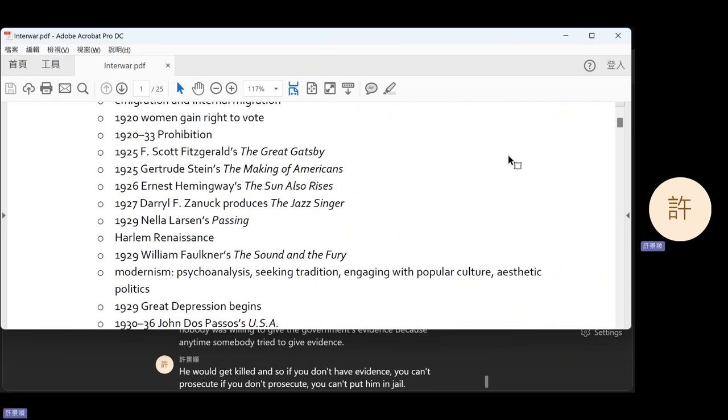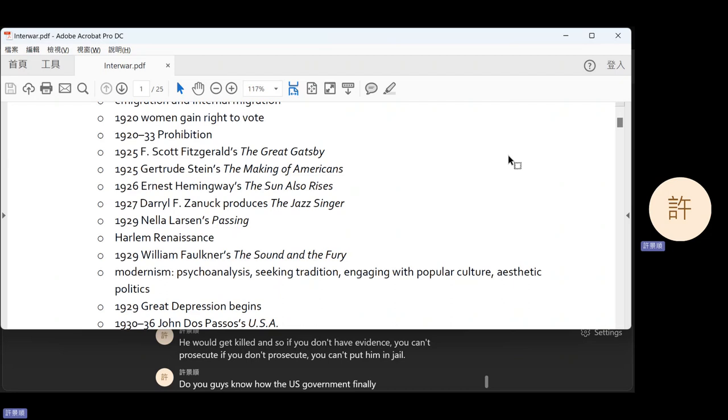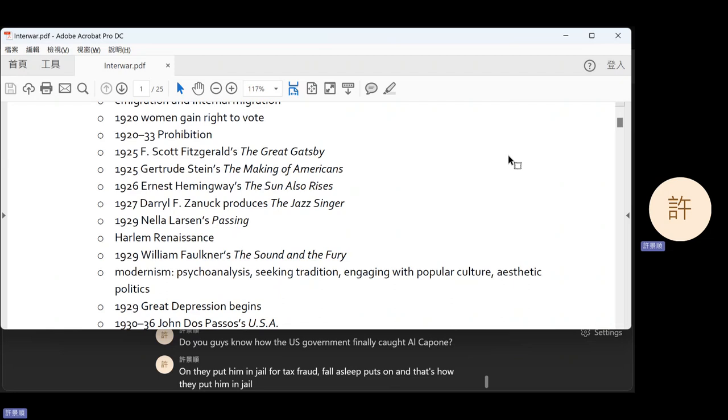Do you guys know how the US government finally caught Al Capone? They put him in jail for tax fraud. And that's how they put him in jail. So this is why this period is such a lively, energetic, and dangerous period of American history.